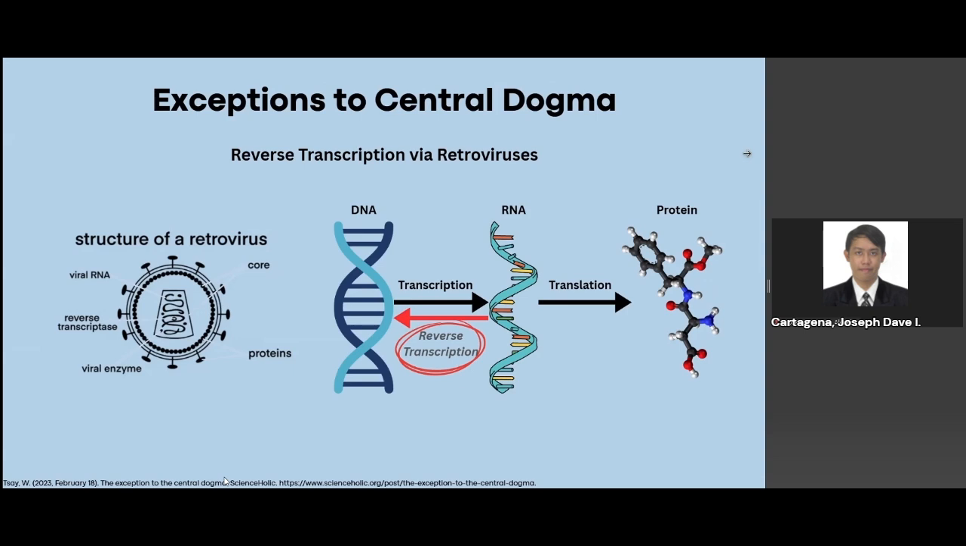This means the cell starts transcribing and translating viral genes as if they were its own. This reversal of information flow, RNA back to DNA, is a powerful reminder that biology often makes exceptions to its own rules. Next slide, please.